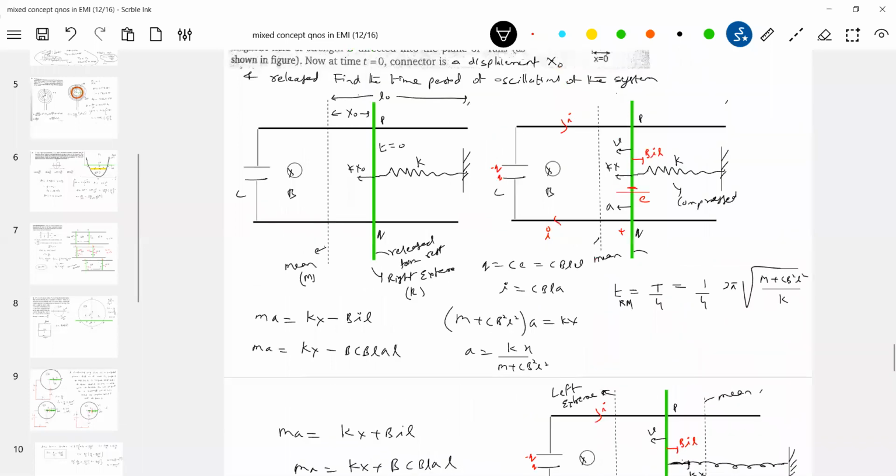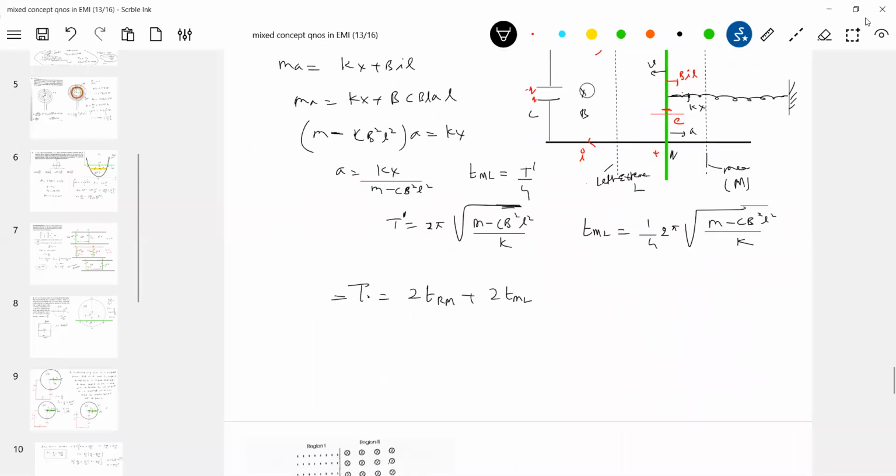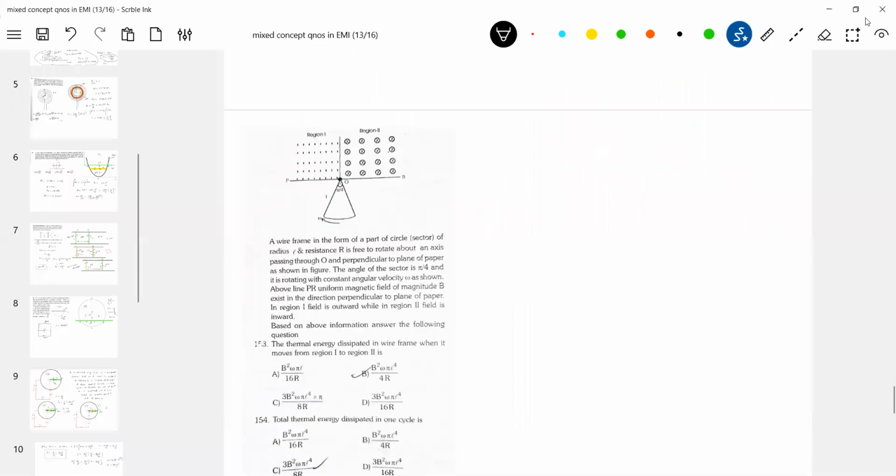I'm very sure once students reach here, what do they do? The same thing will get repeated for the left side, and they'll put the same answers, but the options are different here. So whenever the EMI chapter comes with SHM conditions, you have to be very careful. When you substitute all this, you'll get the required answer, the time period of oscillations of the rod. Last one.